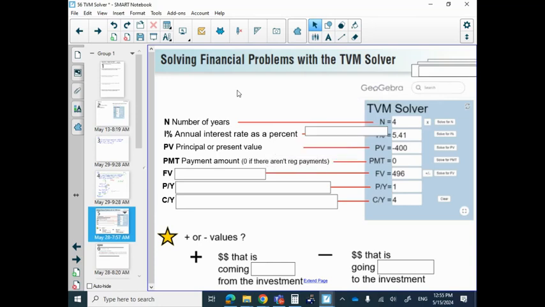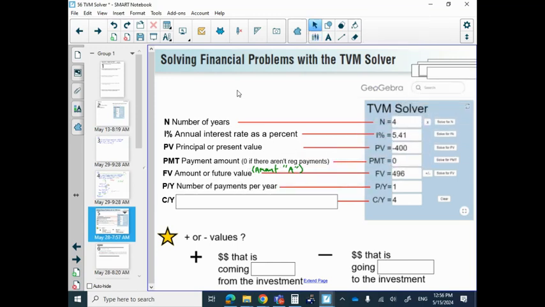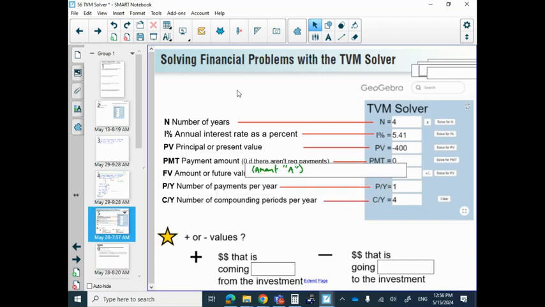The payment amount, well, we don't have payments in this situation, so we enter it as 0 if there aren't any regular payments, but we'll cover that soon. Future value is your amount, basically, right? That's your A. You're familiar with it as A. Payments per year, well, you just put it as a 1, I think, if you don't have payments, and then if you have compounding periods per year, you'd put them in. Okay.